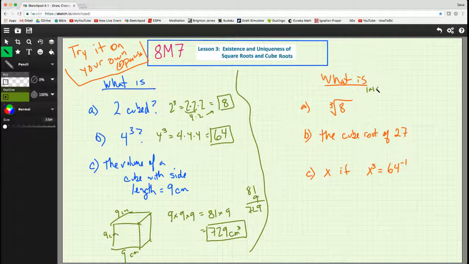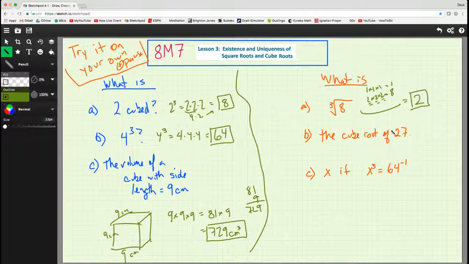Well, 1 times 1 times 1 gives you 1. Well, 2 times 2 times 2. Well, there's 8. So these 3 numbers multiplied together will give you 8. So that's equal to 2.